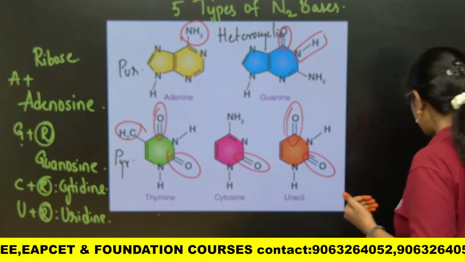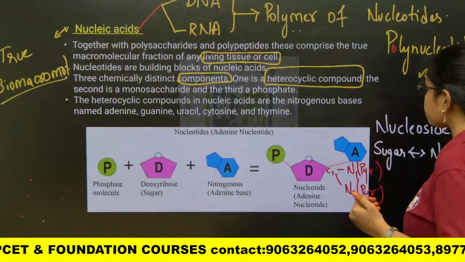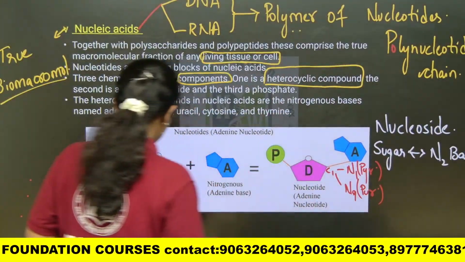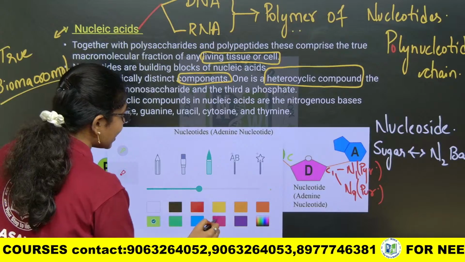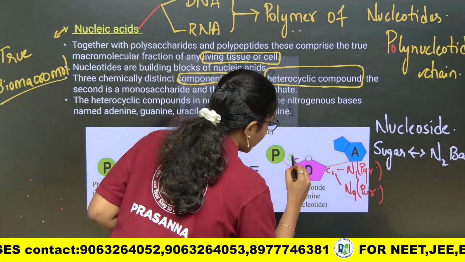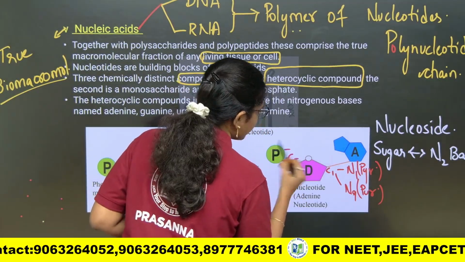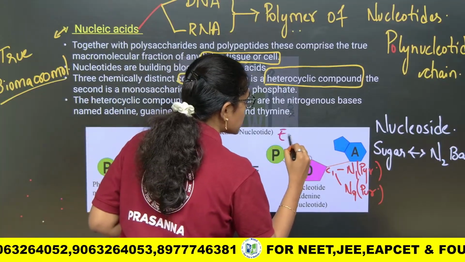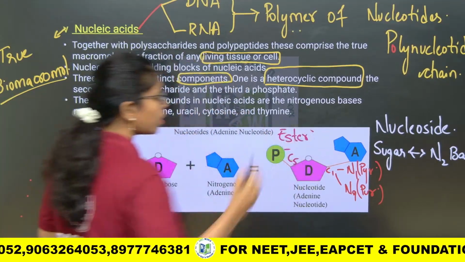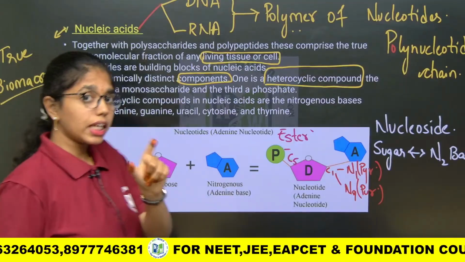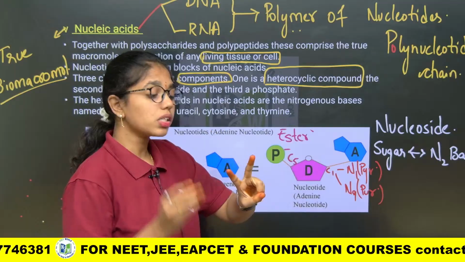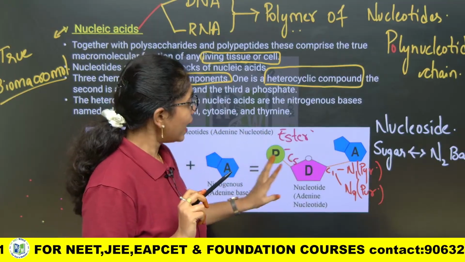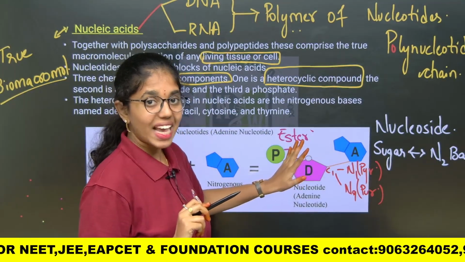Now let us look into the nucleotide. So here you see C5 of the sugar is linked with a phosphate ion by what? Ester bond. Fine. So here in a single nucleotide, how many bonds do you have? Glycosidic bond and ester bond, the phosphoester bond.